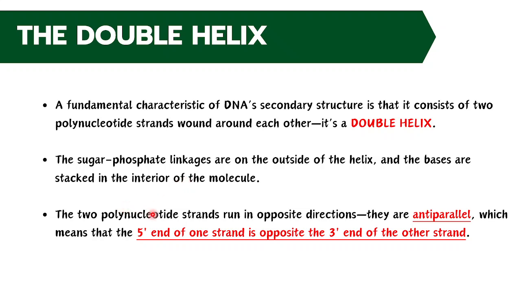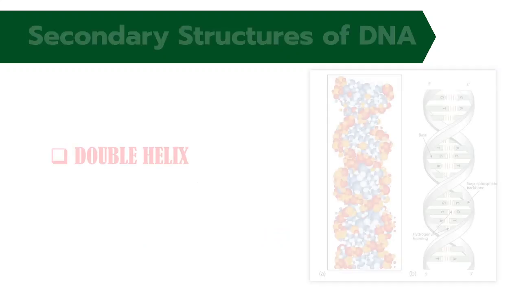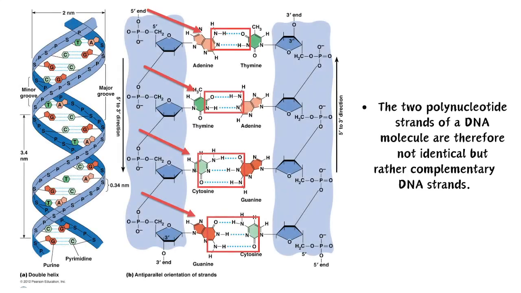Now, the two polynucleotide strands run in opposite directions, which is why they are anti-parallel, which means that the 3' end of one strand is opposite to the 3' end of the other strand. So, they are opposite. Okay. In this case, we have here a double helix. Basically, class, if we flatten this double helix, they are polynucleotides. Two polynucleotides that are twisted around, and the two polynucleotide strands of DNA are not identical, but rather they are complementary strands.